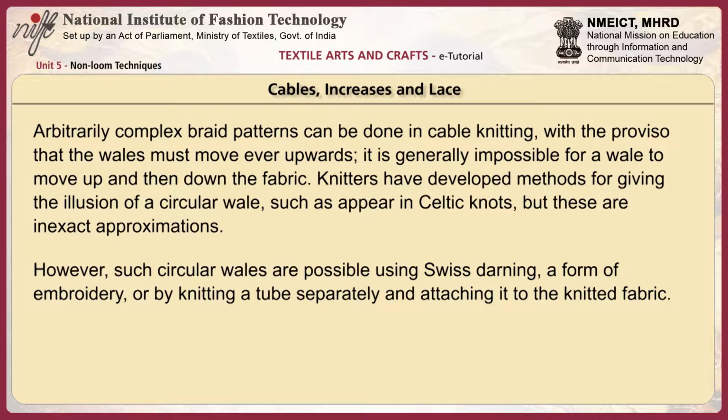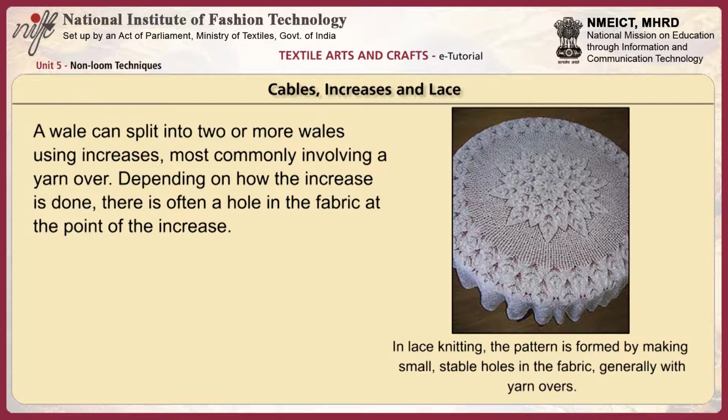Knitters have developed methods for giving the illusion of a circular wale, such as appear in Celtic knots, but these are inexact approximations. However, such circular wales are possible using Swiss darning, a form of embroidery, or by knitting a tube separately and attaching it to the knitted fabric. A wale can split into two or more wales using increases, most commonly involving a yarn over. Depending on how the increase is done, there is often a hole in the fabric at the point of the increase.